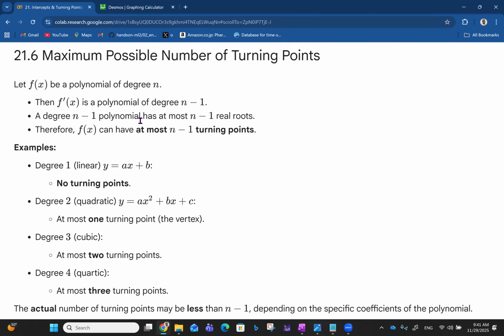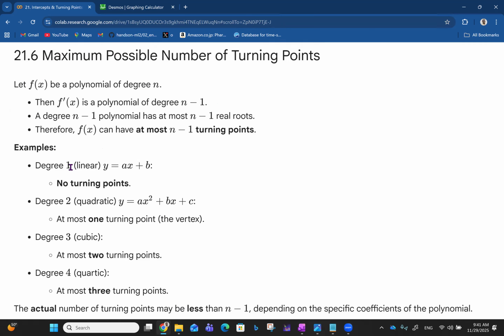So a degree n minus 1 polynomial has at most n minus 1 real roots, right? Therefore, f of x has at most n minus 1 turning points.